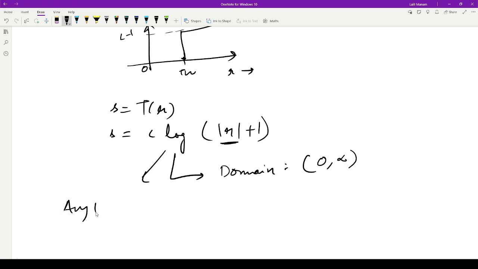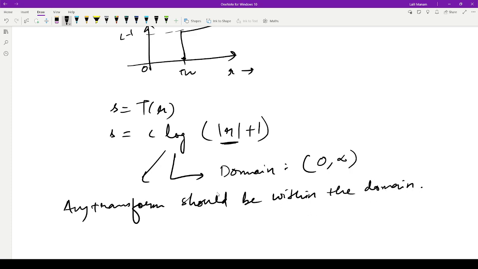any transform should make sure the input to any transform should be within the domain. If we have anything within the domain, then only will we be able to map it to a new value. Okay, so given this specific idea, how does the log graph look like?